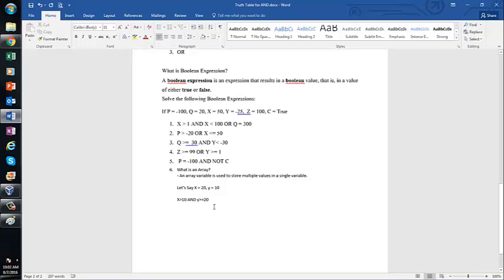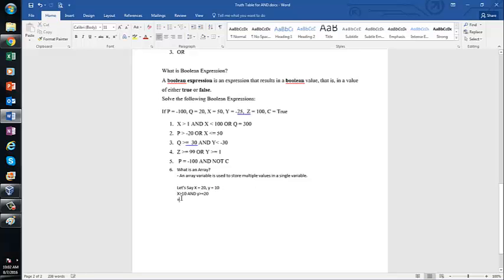Take a look here. This is a Boolean expression, just like if you say 2 plus 3 plus 6, this is an arithmetic expression. As this expression has a result, what is the result? 11. So it is an arithmetic expression and it has a result. In the same way, this Boolean expression has a result. So what is that result?